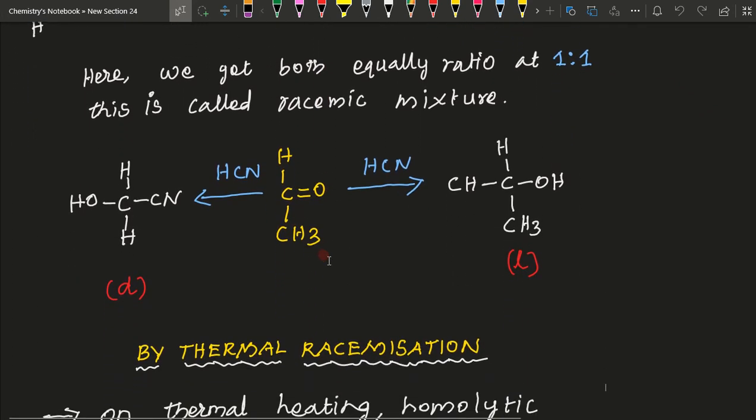Next is an example. See here, C double bond O, CH3, H. Here one methyl group is attached with the carbonyl and one hydrogen atom. If it goes to the left side, treating with hydrogen cyanide ion, we get the cyanohydrin, this is the dextro form. If it goes to the right side, treated with HCN ion, we get the levo form. Note here, HCN dissociates into H plus and CN minus. Same thing like this.